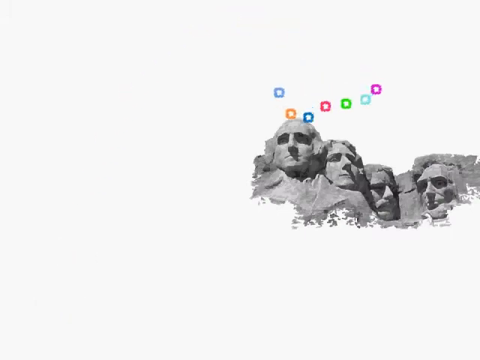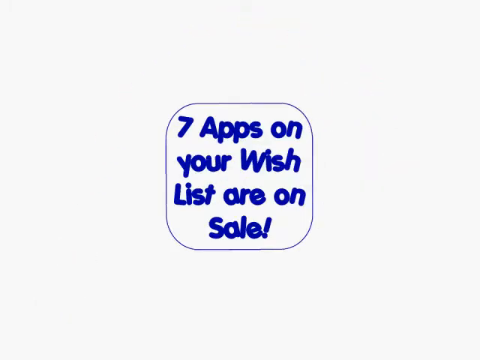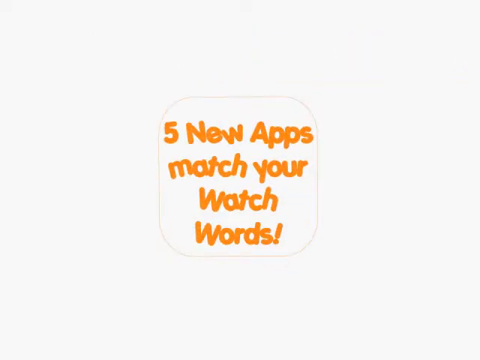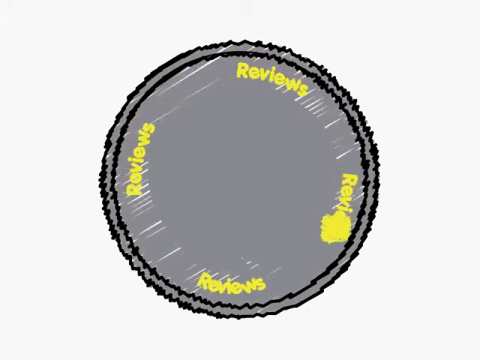Apperific notifies you when an app on your wish list goes on sale. And every day it'll search for new apps, matching your saved keywords. You can search the web for app reviews without ever leaving the app and without ever typing.